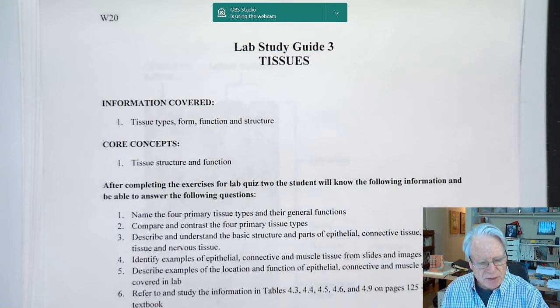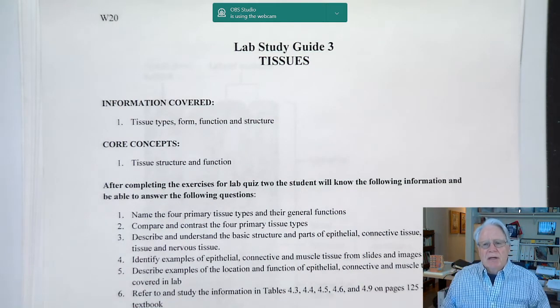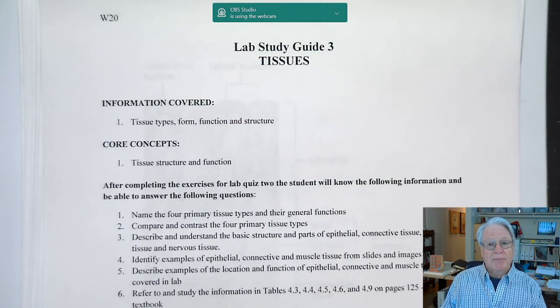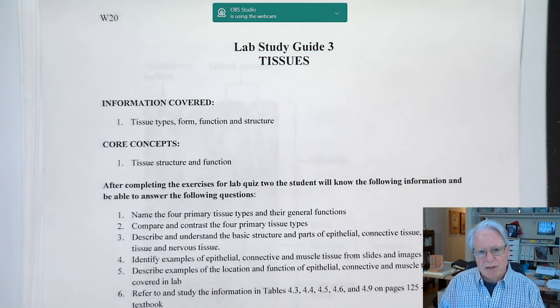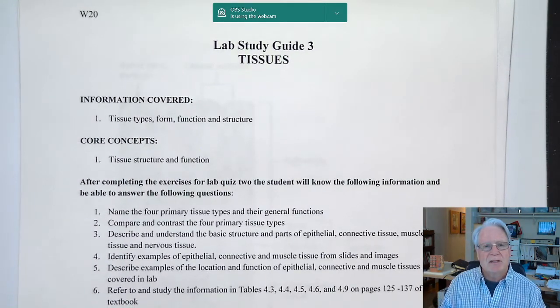Now, this is a very critical chapter in the textbook and a very critical piece of lab area for us. So there's going to be a lot of overlap between the lab and the lecture here. And the reason for that is because this chapter and this particular subject is so important to us. So understanding tissues, the different types of tissues, their form, their function, and their structure, all of that is extremely important. And in fact, I could say that it's the foundation of everything that's going to come after this.